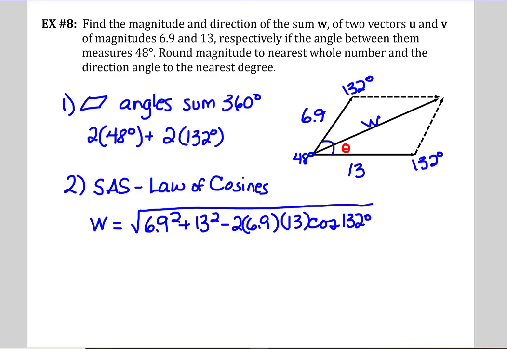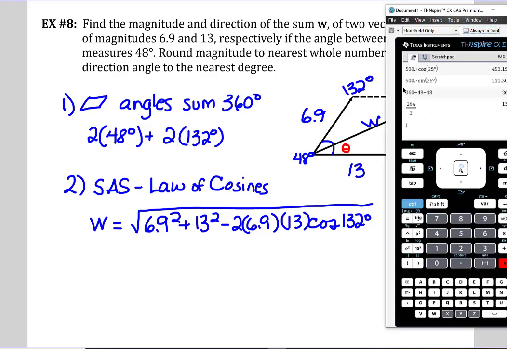And you can see right here that this is a side angle side with that, because the opposite sides are the same length. So with our calculator, I'm going to give that a go. So we got 6.9 squared and 13 squared minus 2 times 6 9/10 times 13 times cosine of 132 degrees.